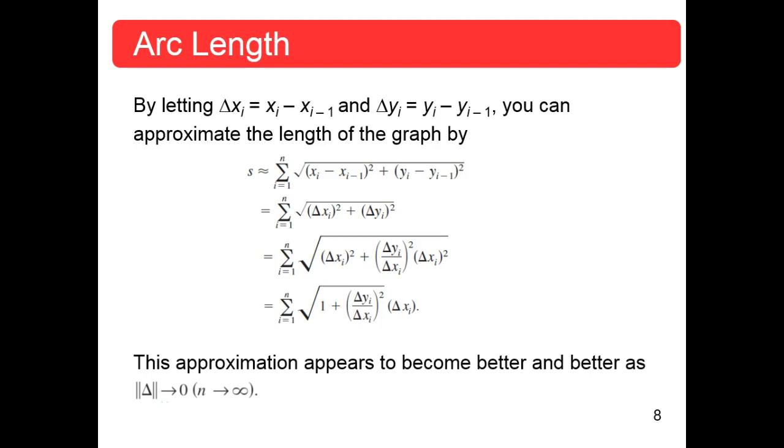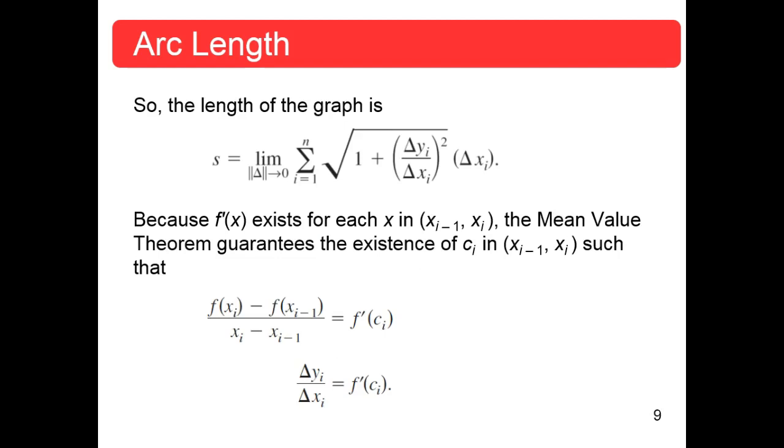Okay? Now, let your n go to infinity, meaning your delta x's are going to 0. They say your norm going to 0, n's going to infinity. So this becomes an integral. This becomes the square root of 1 plus (dy over dx) squared, that is, 1 plus y prime squared, times dx. There it is. There is our arc length formula.